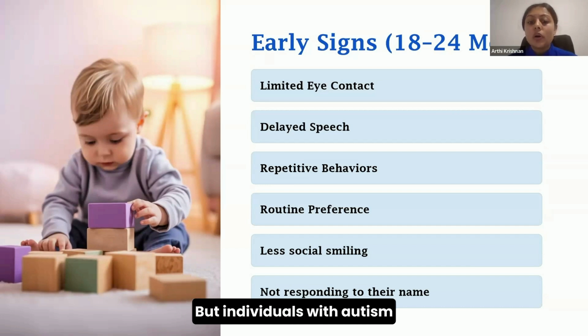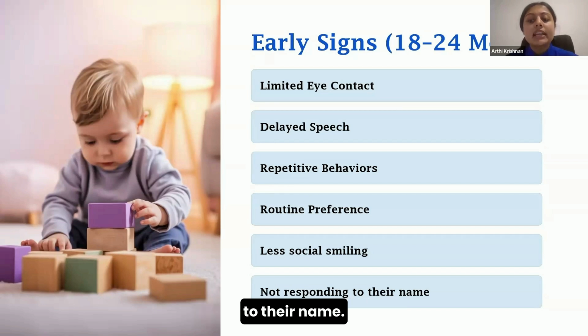But individuals with autism tend to smile less. Just like their eye contact is limited, the social smile can also be less frequent and it can be limited. And another thing is, let's say their mother or their father or their caregiver is calling out to them, calling out their name. Children with autism tend to not respond that frequently to their name.